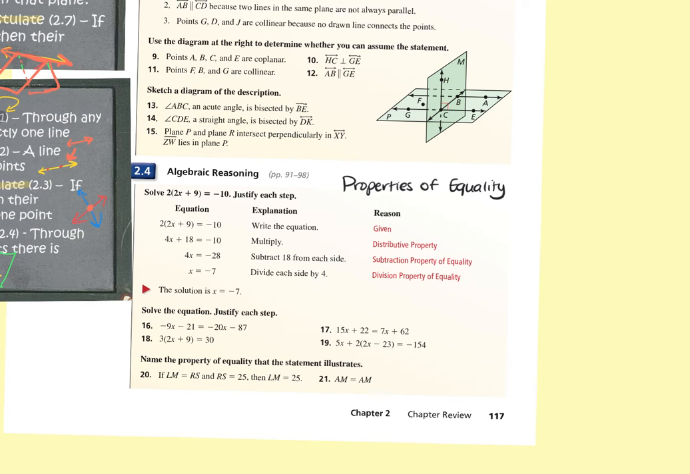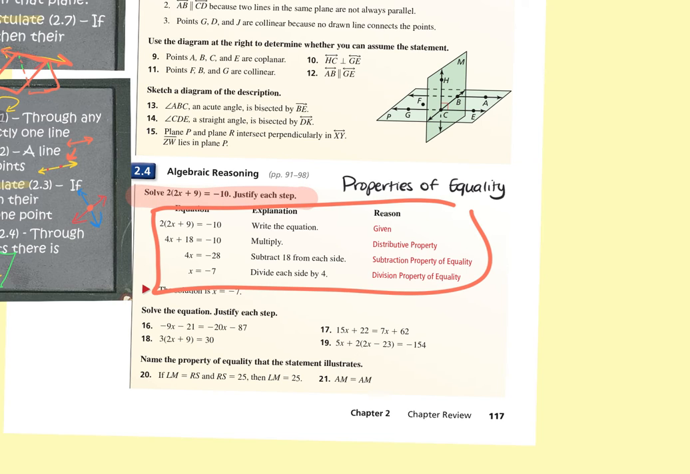But this is where you're going to get something like this, which says solve the equation and justify your steps. So there's practice for that on the bottom. And then 20 and 21, where you're just identifying the property, you will also get questions like that.